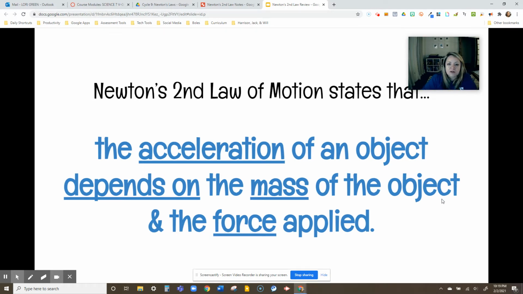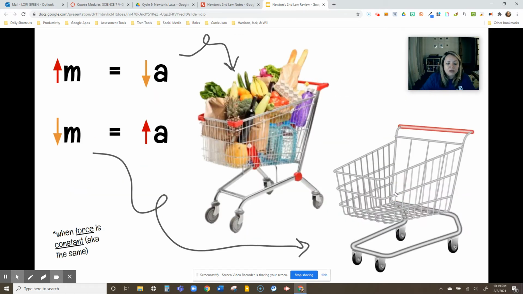So Newton's second law of motion states that the acceleration of an object depends on the mass of the object and the force applied. So with Newton's second law, we're dealing with three variables here: acceleration, mass, and force. And the first part of this law is understanding what the relationship between those three variables actually is. So I'm going to give a very relatable example to all of us, a shopping cart, okay?